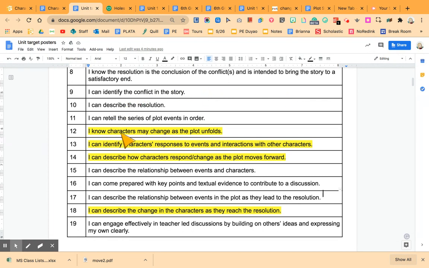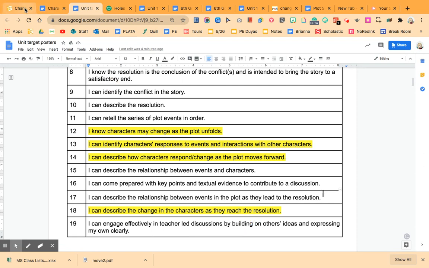One is I know characters may change as the plot unfolds. I can identify characters' responses to events and interactions with other characters. I can describe how characters respond and change as the plot moves forward. I can describe the change in the characters as they reach the resolution.